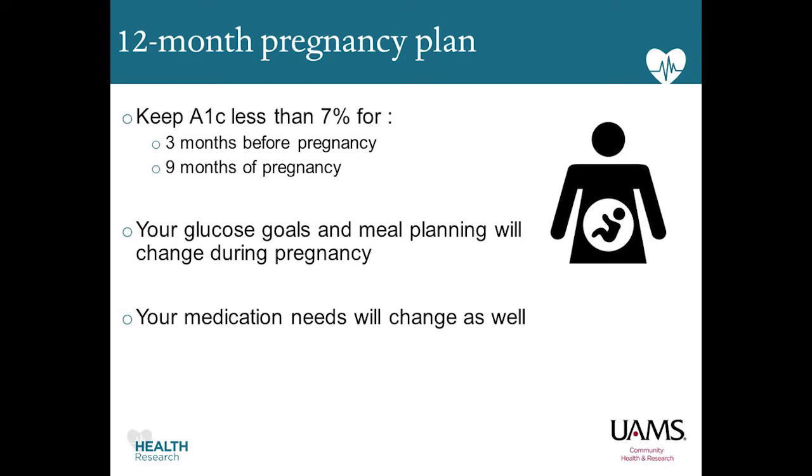Of course, if you're planning to become pregnant, you will need to work with your healthcare team before conception to have a healthy pregnancy. You should keep your A1C less than 7% for 3 months before the pregnancy and the 9 months during your pregnancy. Your glucose goals and meal planning will change during pregnancy, and your medication needs will change as well.